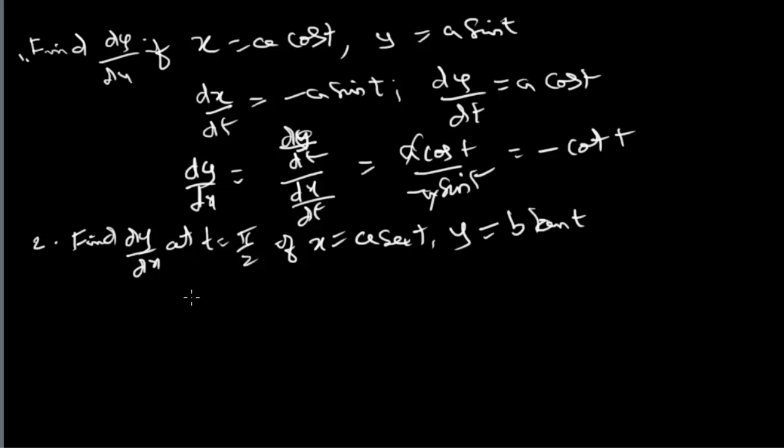You find out dx by dt. Dx by dt is equal to differentiation of a secant t with respect to t, which is a secant t into tan t.